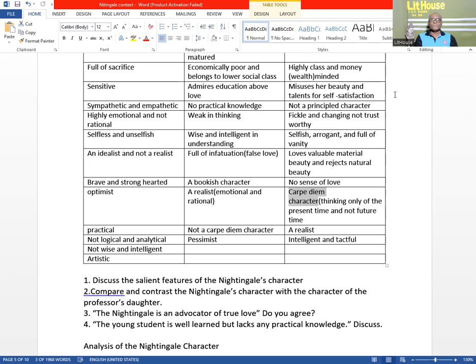Right, carpe diem. A realist. Yeah, she's a realist. Really real human goodness, badness, and everything is there. A mixture, a cocktail of good qualities and bad qualities. A realist, like the young student. They have similar qualities.